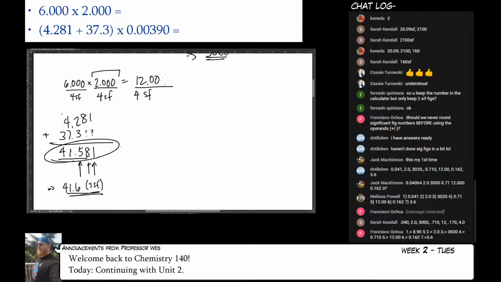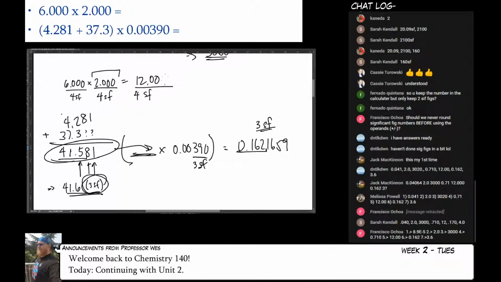But we're going to take that answer and we're going to throw it into the calculation times 0.00390. And when I do that on the calculator, the calculator spits out 0.1621659. I had 3 sig figs for my first number and 3 sig figs for this number, so my answer should also have 3 sig figs. And there you go. So I would report that as the answer to that problem.